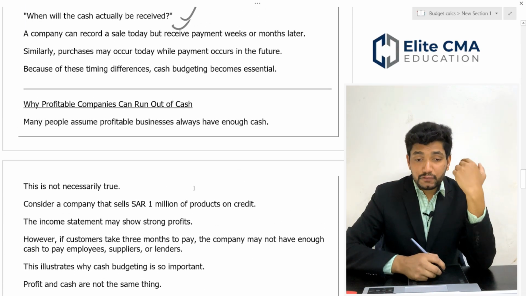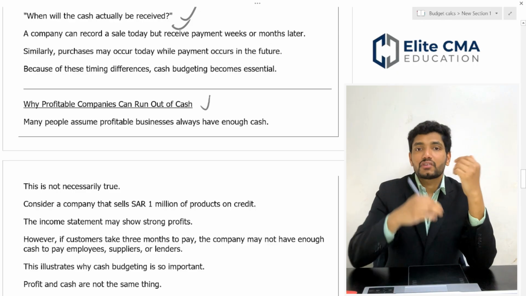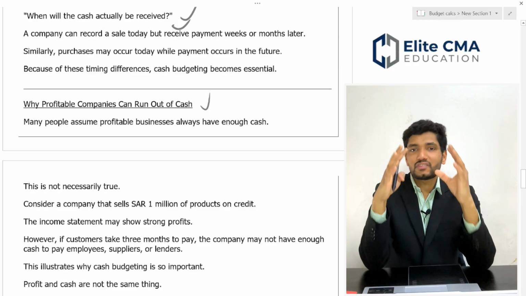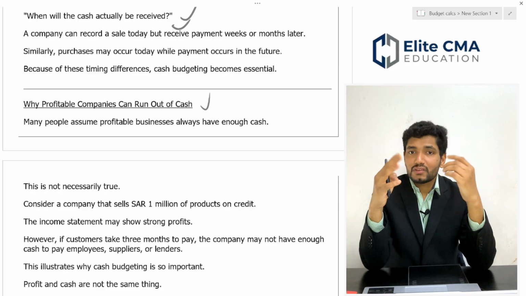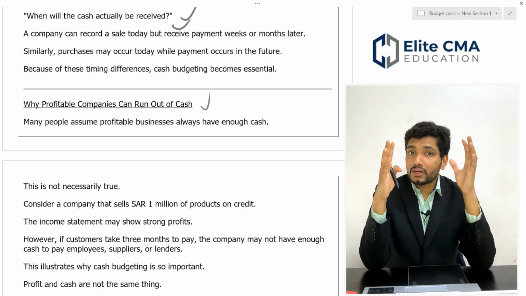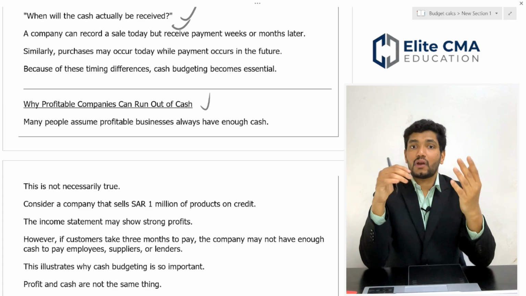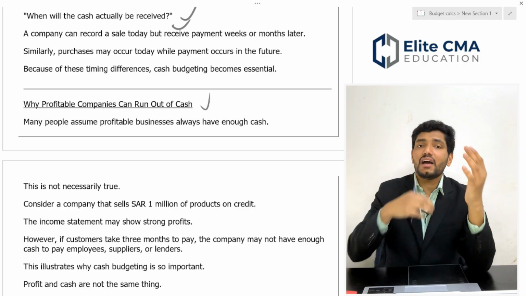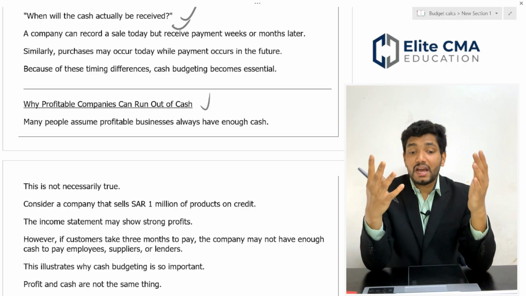Again, why can a profitable company run out of cash? Is profit enough to run a company? The simple answer is no, because you can show a big amount of profit in your profit and loss account, but when it comes to operating a company, cash is the important thing, or you should have enough cash.